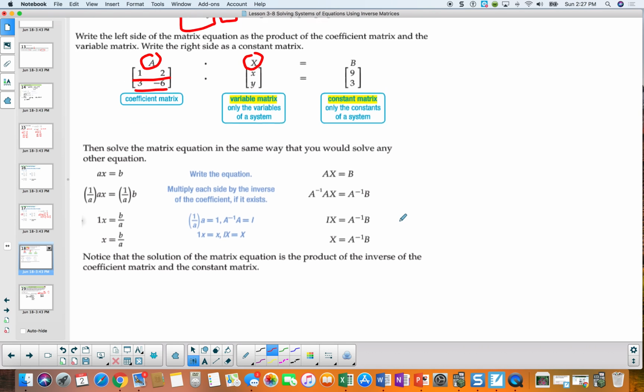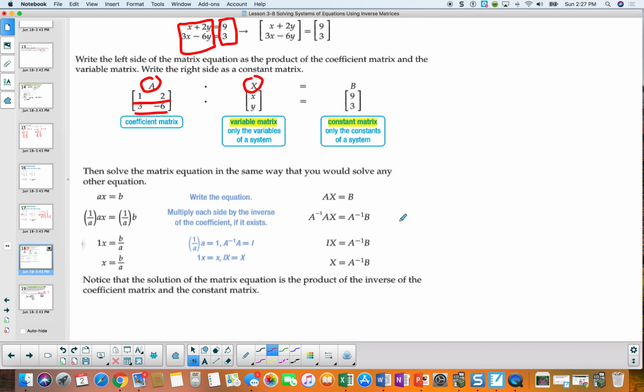Now in algebra, when we want to get x by itself, we multiply by the reciprocal or the inverse. And what we want to do here is multiply by the inverse as well. Be very careful to put the inverses in the front both times. Don't put the inverses in the back. Now the inverse gives me the identity, which is x, and then I'm going to get b over a as my answer.